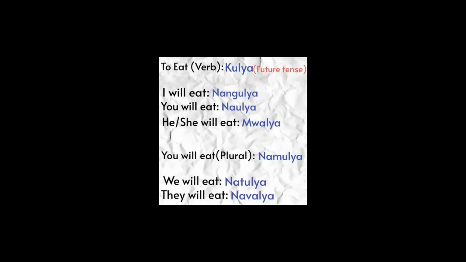All right. So we're going to look at kulia in future tense. How do we say I will eat? How do you say I will eat or I'm going to eat? It's just the same. I'm going to eat or I will eat. You are describing the same situation. So I will eat, nangulia. Nangulia means I will eat. Nangulia kanda, I will eat later.